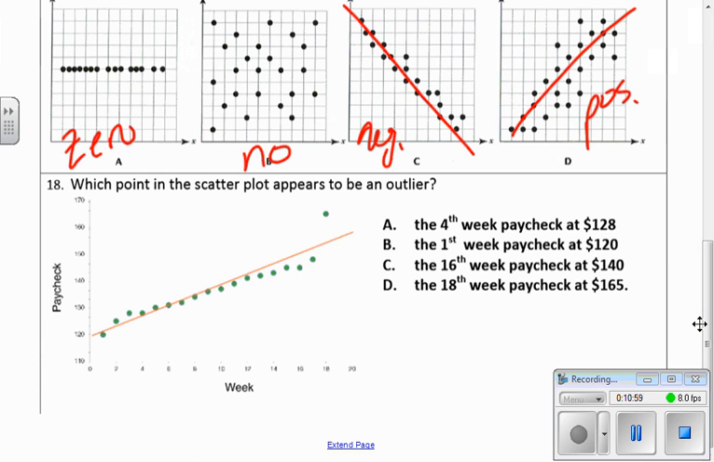Which point in the scatter plot appears to be the outlier? Well, looking at my line of best fit, all my points, this is the only one that's away from the line. It's not even that far away, but if they're asking for an outlier, that's it. So I would say it's the 18th week paycheck. That's about $165, so choice D.